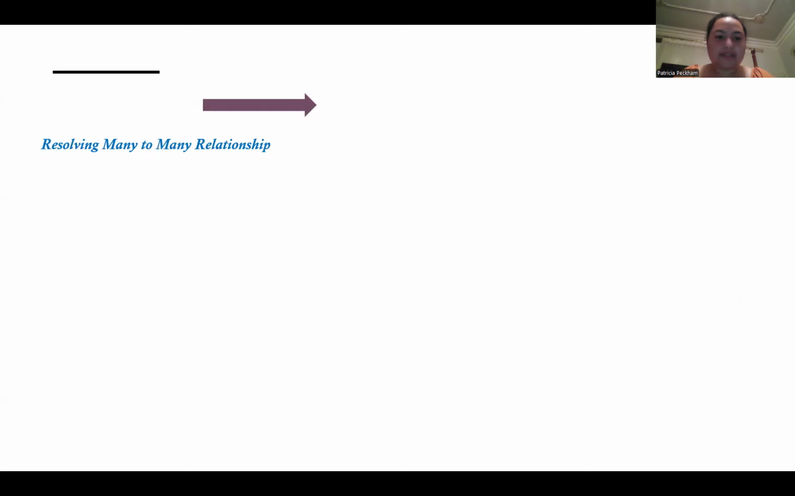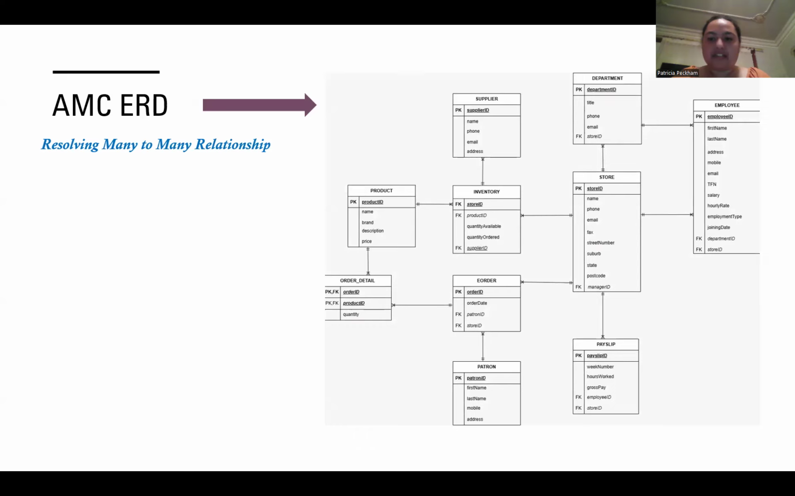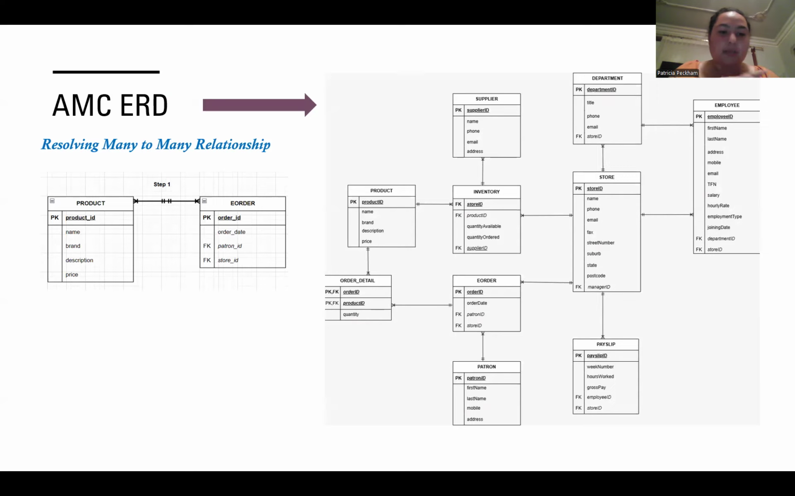Let's move on to the ERD design. So this is our completed AMC ERD design, which uses crow's foot notation. It includes 10 main entities and models all relevant business rules provided in the case study. One key challenge was resolving many-to-many relationships. For example, a single order can contain multiple products, and a product can appear in multiple orders, right? So if you see in step one that I've shown, it shows a direct many-to-many relationship. However, this is not allowed in relational databases.